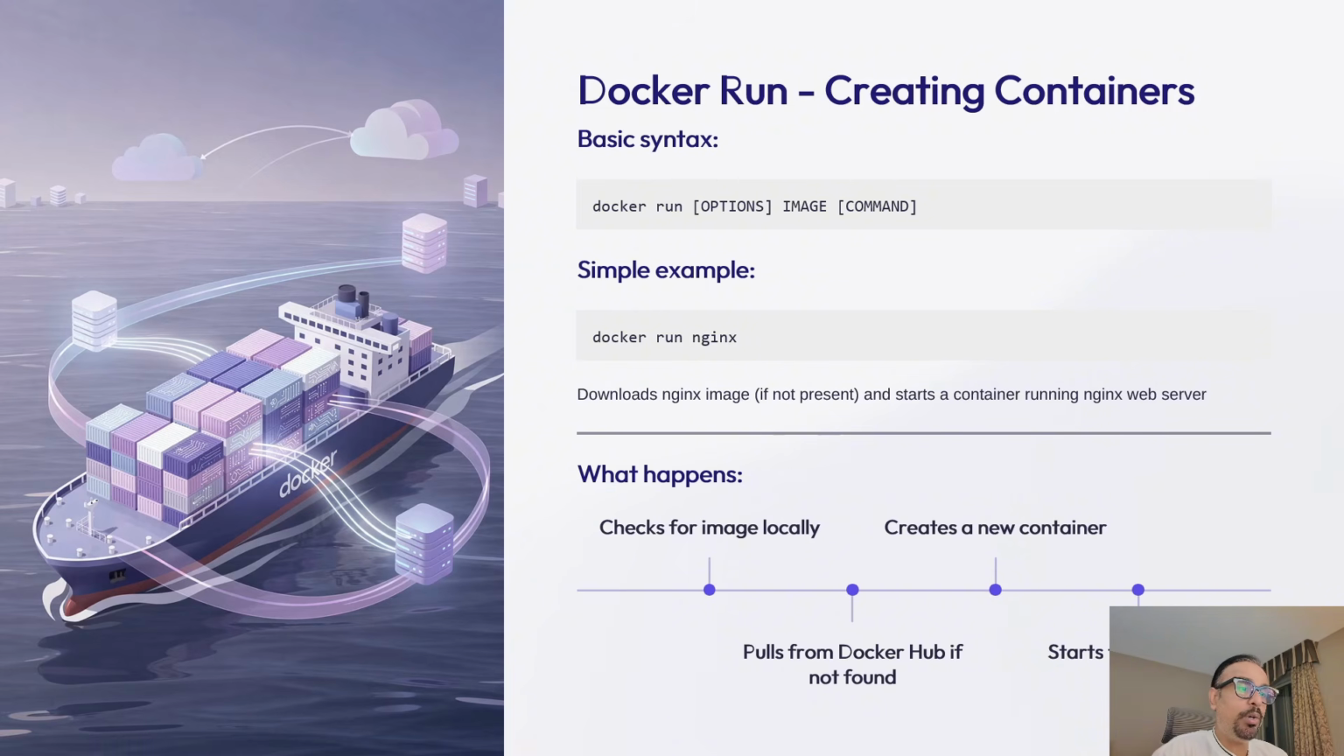The beautiful thing about Docker Run is that it combines multiple actions into one single command: pulling the image if needed, creating the container, and starting it for you. This simplicity is what makes Docker so powerful for developers. You don't need to install Nginx on your local machine, configure it, or worry about the dependency of having Nginx on your local machine. One command and your container is up and running. So let's see what happens behind the scenes when you really run it.